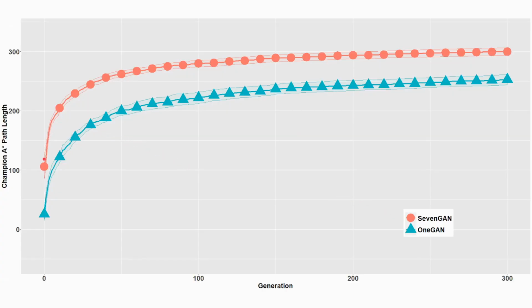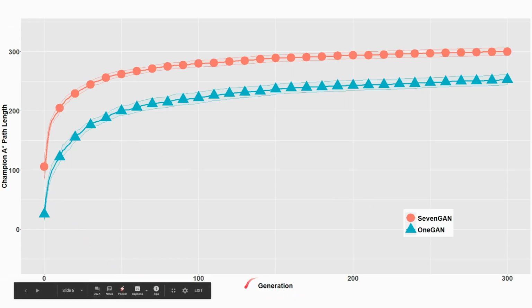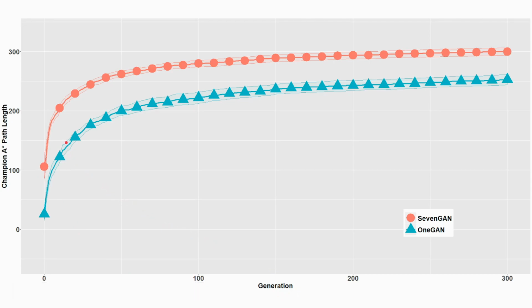On this graph, the y-axis measures the solution path length of the best level in the evolved population, whereas the x-axis represents the generation. Each entry is an average across 30 different runs of evolution, which is why there are confidence intervals. The intervals are narrow because of how consistent the performance of each method is.